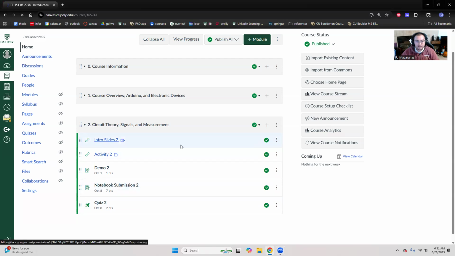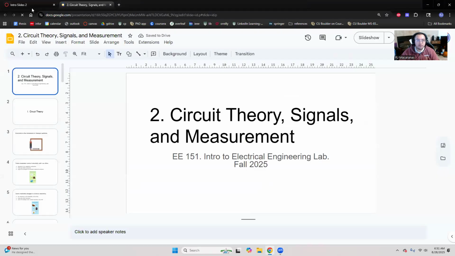So here I've got the Canvas page open, and first off, I've opened up the lecture slides, or the intro slides, and we'll just go through these real quick.